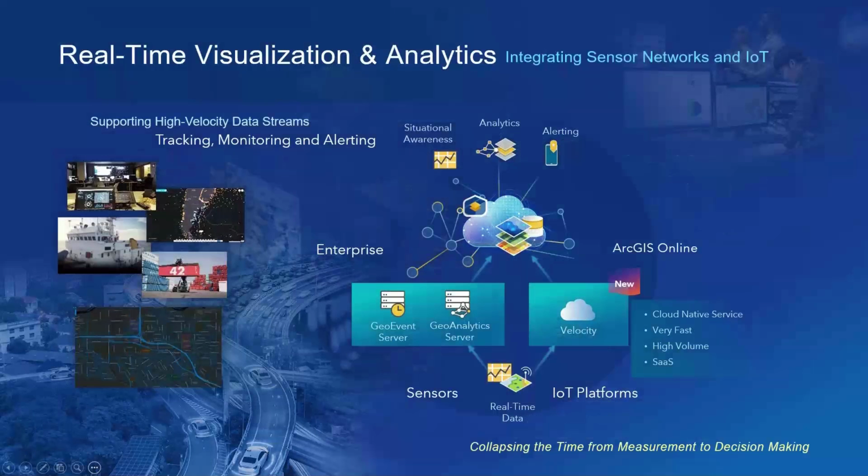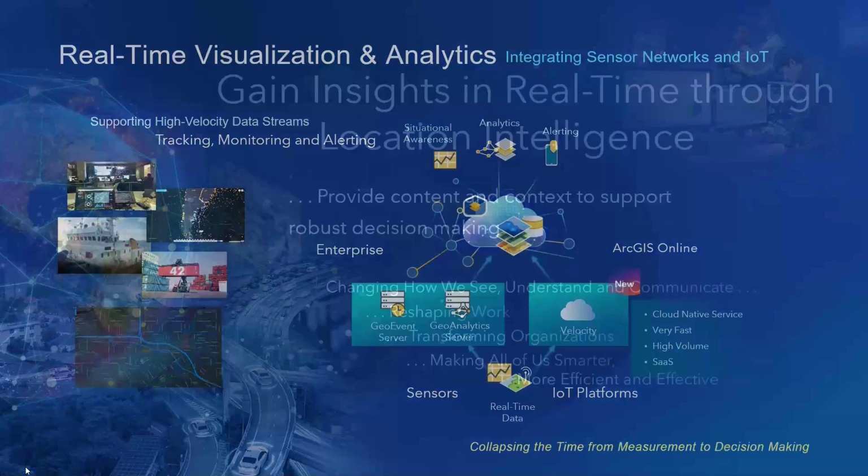There we go. All right, and so to summarize, the capabilities with ArcGIS for integrating sensor networks and IoT data to perform real-time visualization and analysis. On the back end, to connect to data feeds, we use either GeoEvent Server and GeoAnalytics Server, or we use Velocity, which is our software as a service cloud offering that you can access through ArcGIS Online. And we push that data out to a variety of applications and alerting protocols and make it accessible through the cloud and through the internet to a variety of different clients.